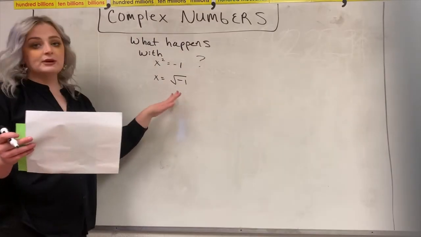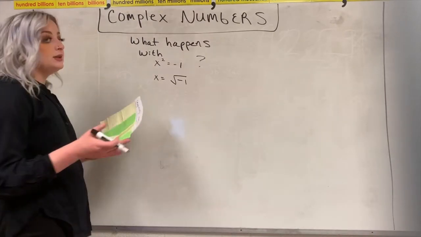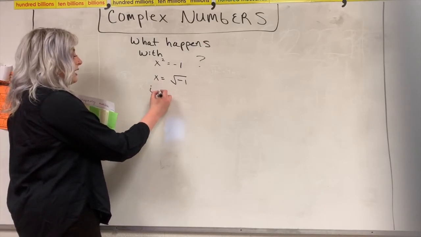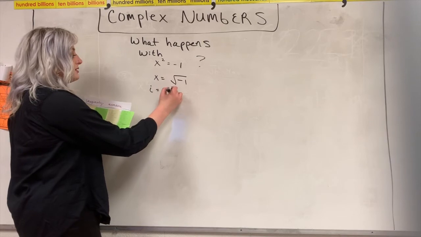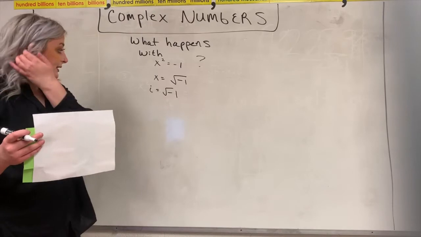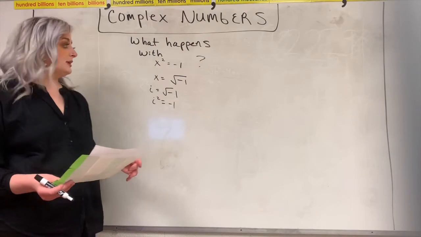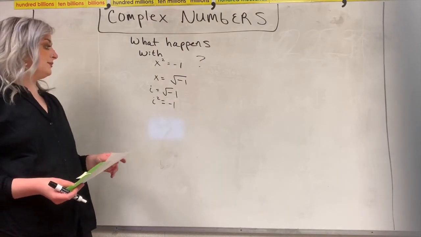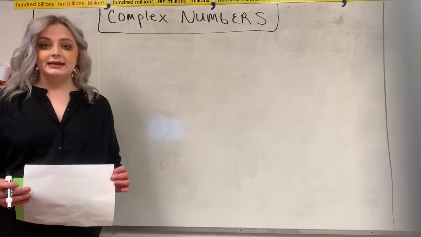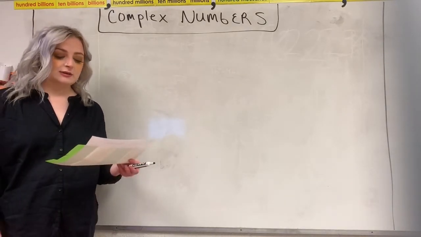So in order to remedy this, mathematicians define a new number called i, and this is called i equals the square root of negative 1. And therefore, i squared equals negative 1. So in this situation, our answer would be x equals i. The square root of any negative real number can be expressed as an imaginary number in terms of i.